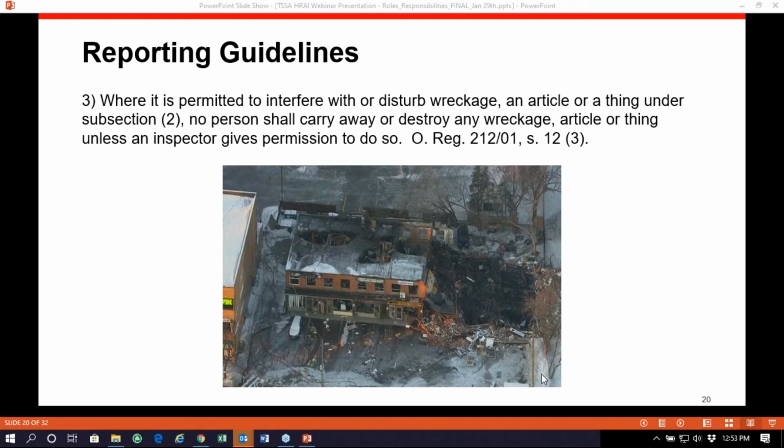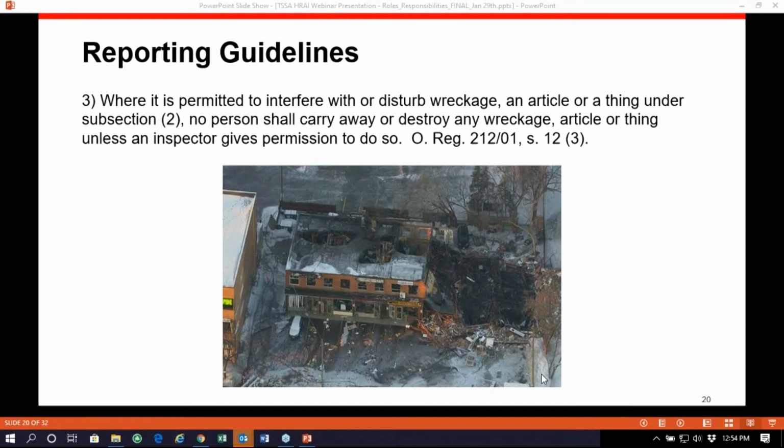And the third part is where it is permitted to interfere with or disturb a record, an article, or other thing. Under subsection 2, no person shall carry away or destroy any wreckage, article, or thing unless the inspector has given permission to do so. So basically, it's okay to move things, just don't remove them. And again, I would ask that you take pictures as possible.